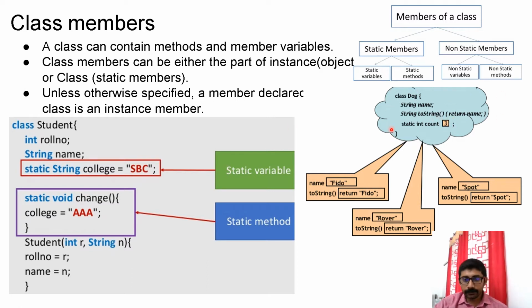Remember the example we discussed at the time of UML. Here one class is there, class Dog, that has one instance variable, one instance method, and one static variable. So in each object you will have the instance fields, means instance name will be there, instance method will be there, but this static member is part of the class. All the objects will be sharing that particular thing with the class.